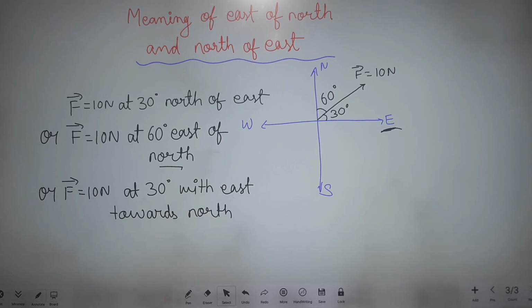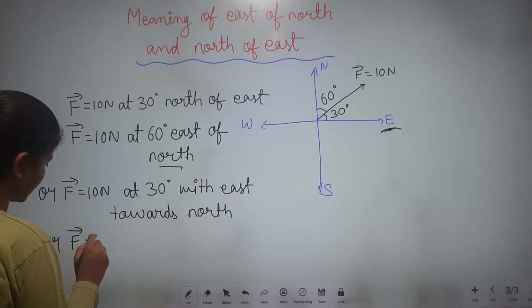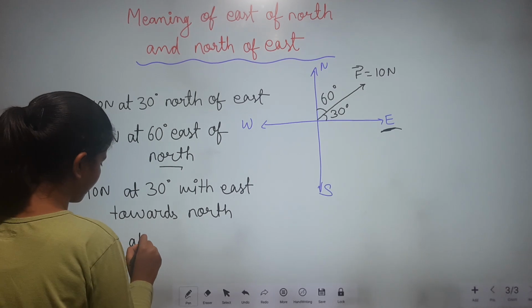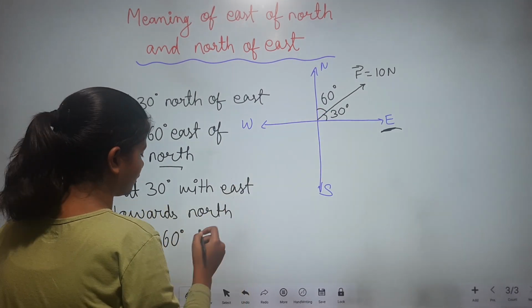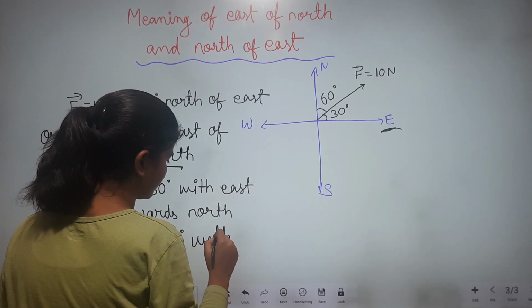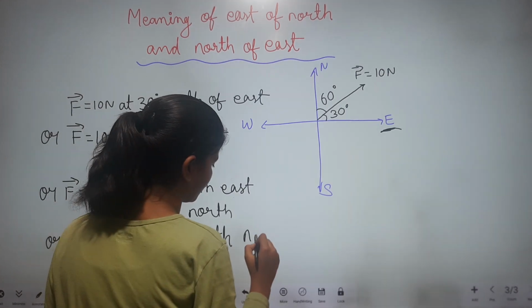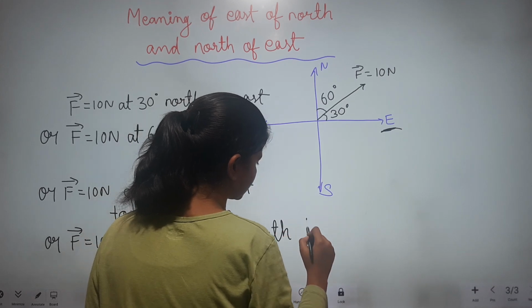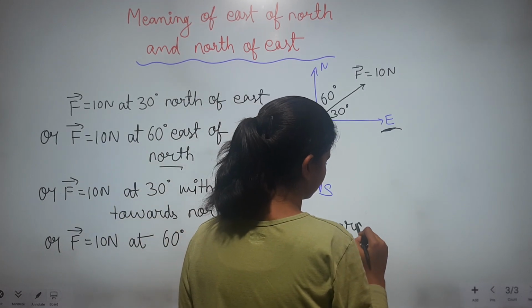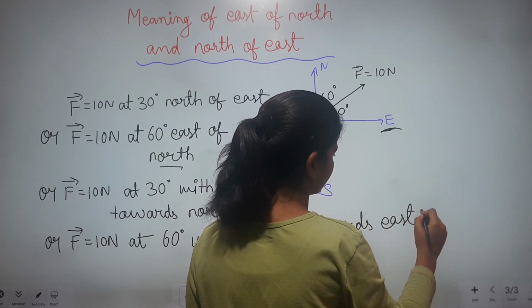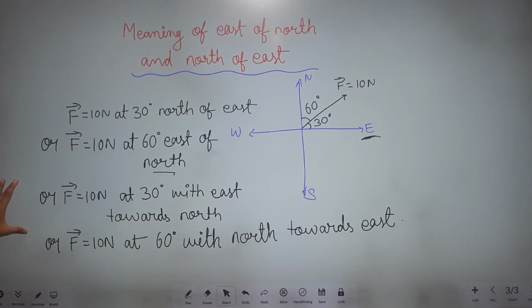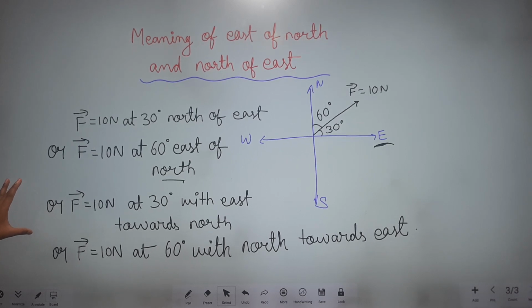Or we can also write like this: force is equal to 10 Newton at 60 degree, formed with north. 60 degree with north towards east. So I hope you understand this one.